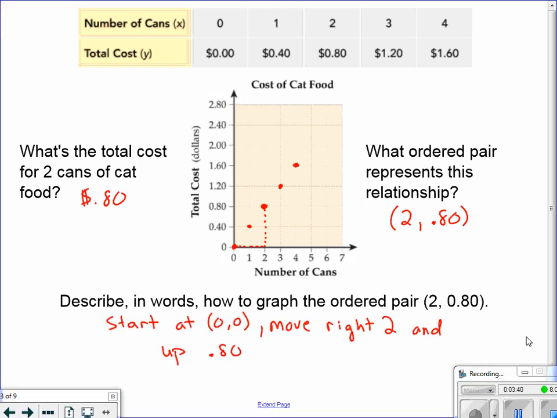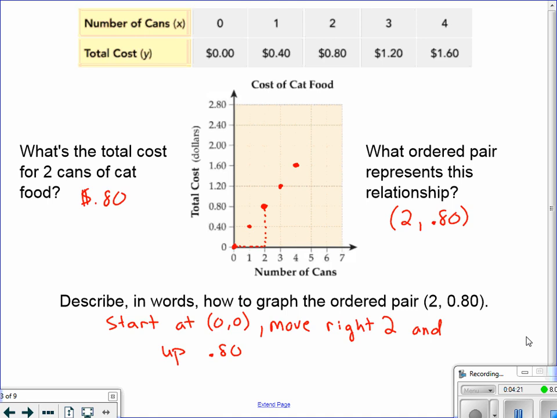All right, so here's what your graph should look like. We've got the 0, 0 on there. For 0 cans, of course, it's going to cost you $0. We've got the 1 and the 40 cents, the 2 and the 80 cents we already had on there, the 3 and the $1.20, and then the 4 and the $1.60 paired up on there, and graphed. So we'll just leave the points there. We would not connect these points because we're not including anything in between the points. We're just specifically talking about these points.